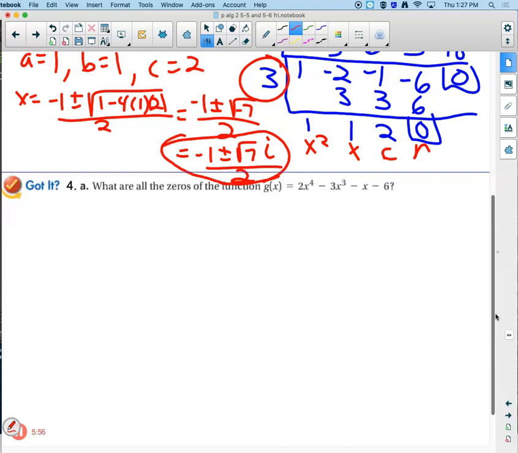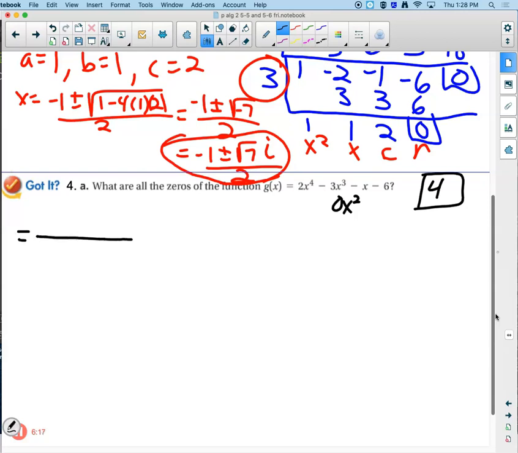For A, what are all the zeros of the function g of x equals 2x to the fourth minus 3x cubed minus x minus 6? And I see it's a degree 4 polynomial. But while I was at it, I also saw it was missing that x squared term. And I don't want to forget that, so I'd write that down right now.